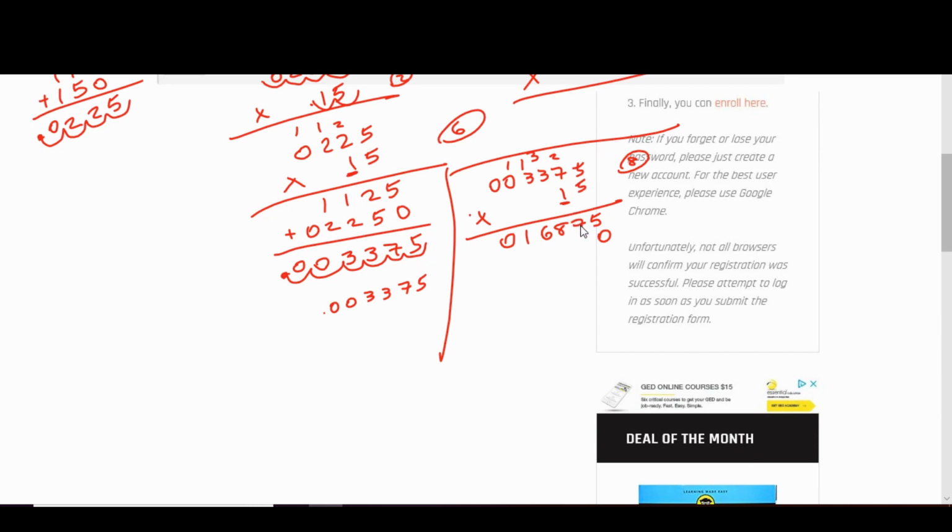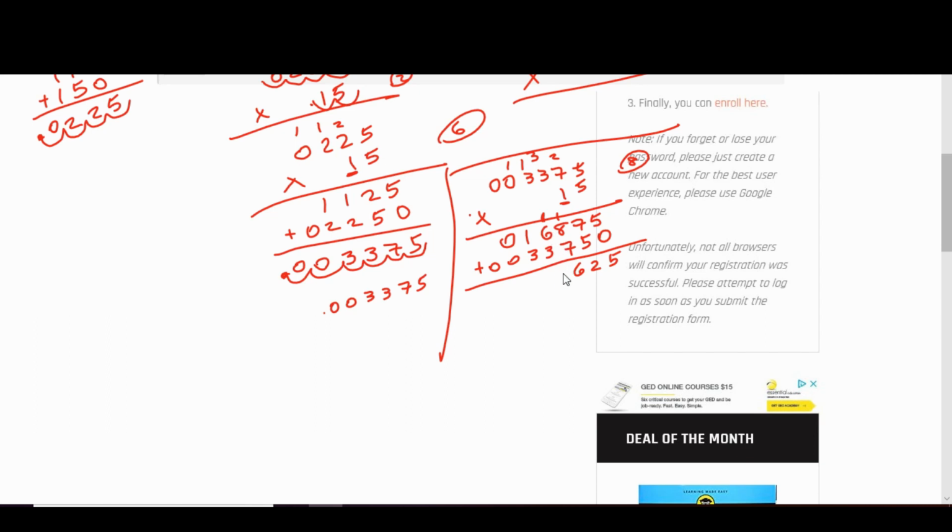5 times 1 is 5. 1 times 7 is 7. 1 times 3 is 3. 1 times 3 is 3. 1 times 0 is 0. 1 times 0 is 0. Let's add. 5 plus 0 is 5. 7 plus 5 is 12. Carry the 1. 8 plus 8 is 16. Carry the 1.